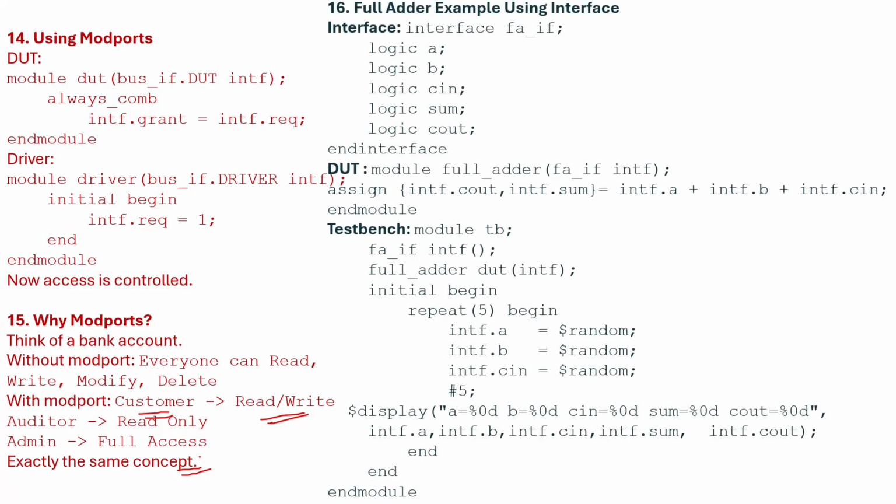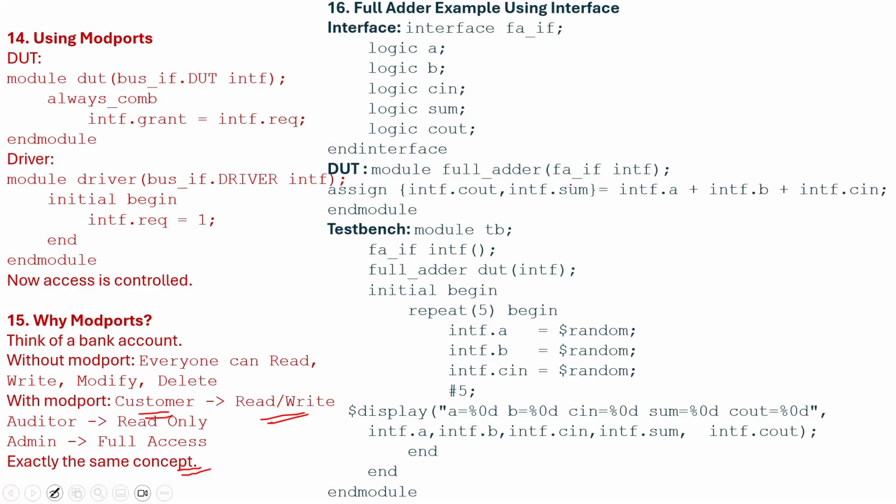This is the full adder example. A, B, C are the inputs, and sum and carry are the outputs. In the interface, I am representing all the signals with logic only. Then for the DUT signals, how are we representing the DUT, assigning the sum output? Interface dot A plus interface dot B is equal to interface dot sum. So that means sum and carry we are assigning here. How are we assigning the sum and carry?